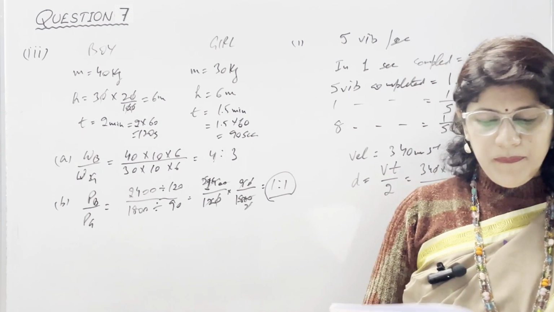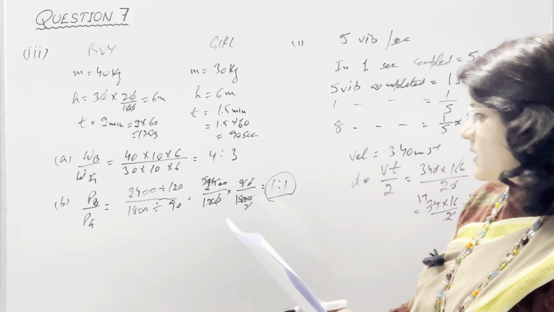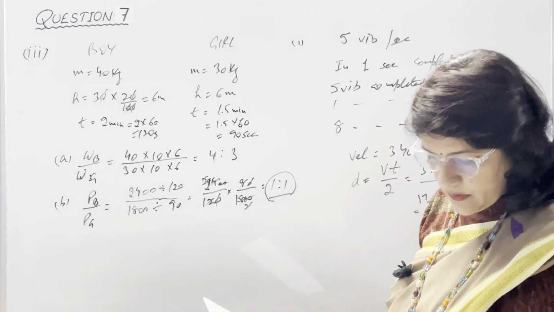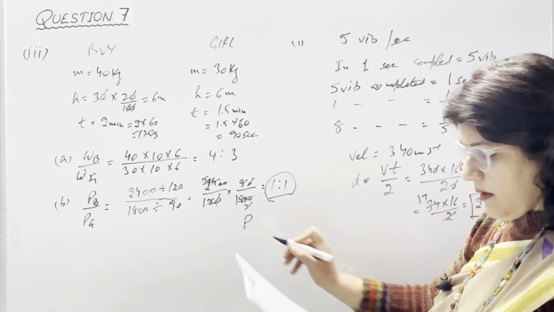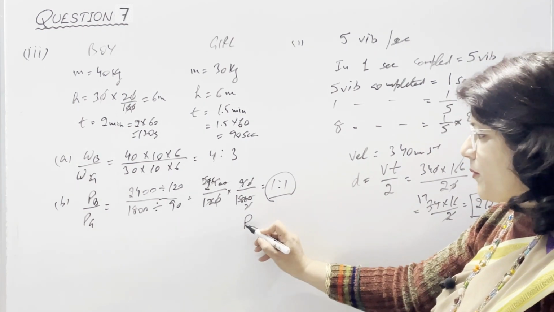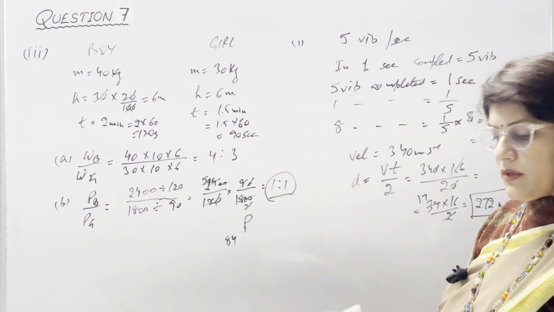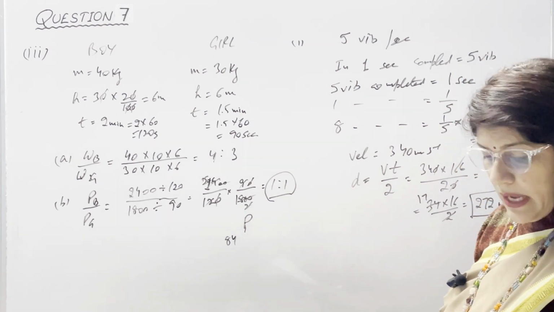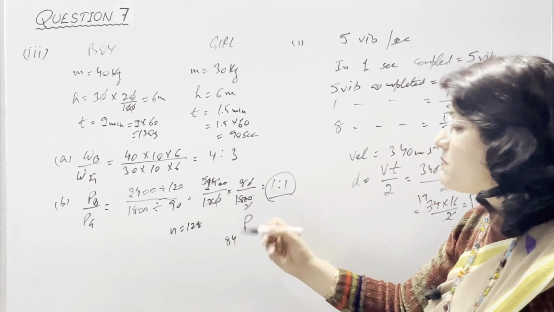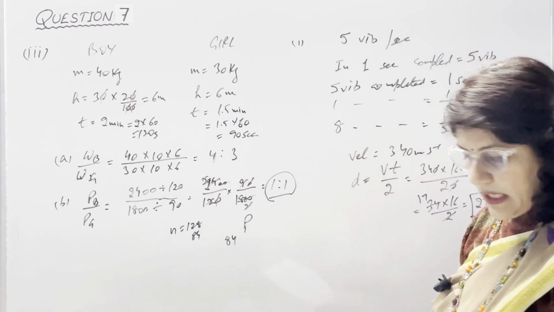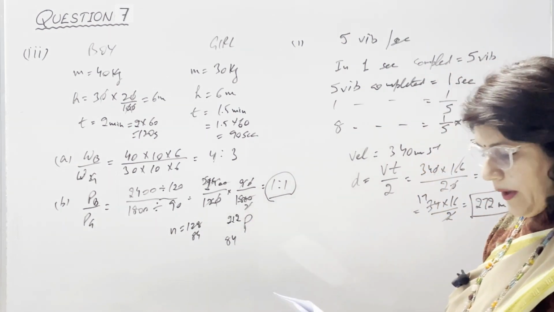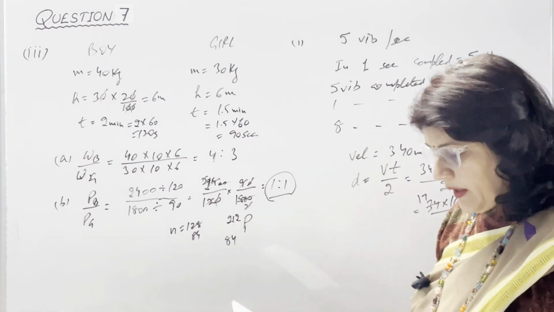In the next part B, an atomic nucleus P is composed of 84 protons and 128 neutrons. So P is the atomic nucleus given, composed of 84 protons. We know that protons equal the atomic number, 84, and 128 neutrons. So mass number is 128 plus 84, and its value is 212. So this is P.